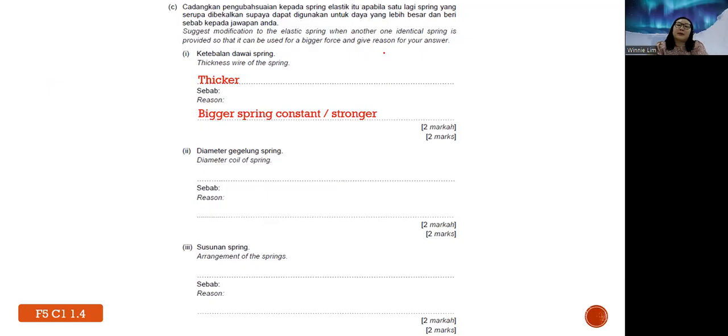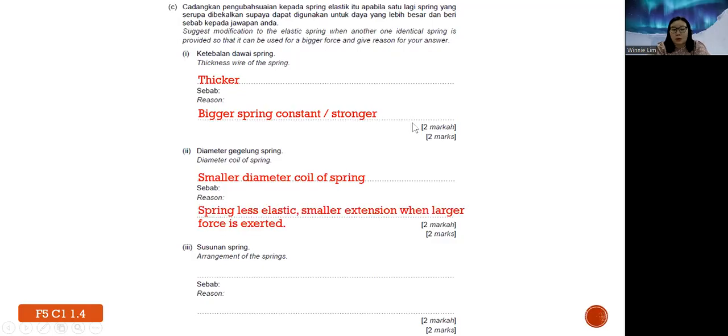Then in terms of diameter of coil spring, it means this idea of bigger or smaller. So generally, if the spring has a smaller diameter coil, you need more force to stretch. You will use more force, then only it extends more. Which means same meaning, also higher spring constant if the diameter is smaller. Okay, so smaller extension. And lastly, what is meant by arrangement of spring?